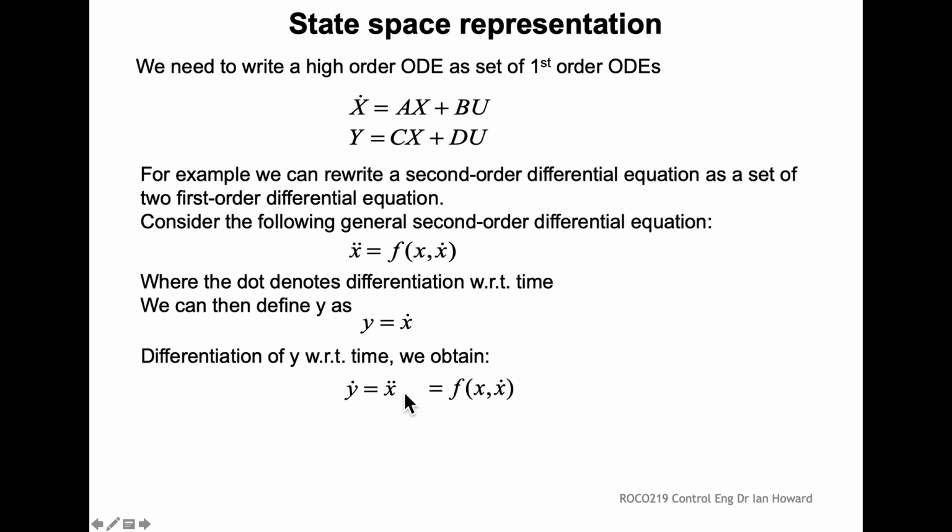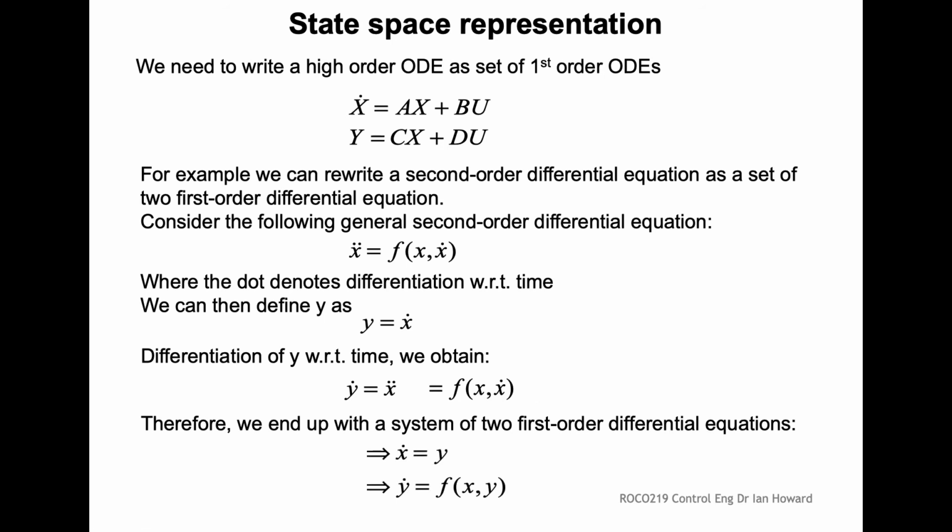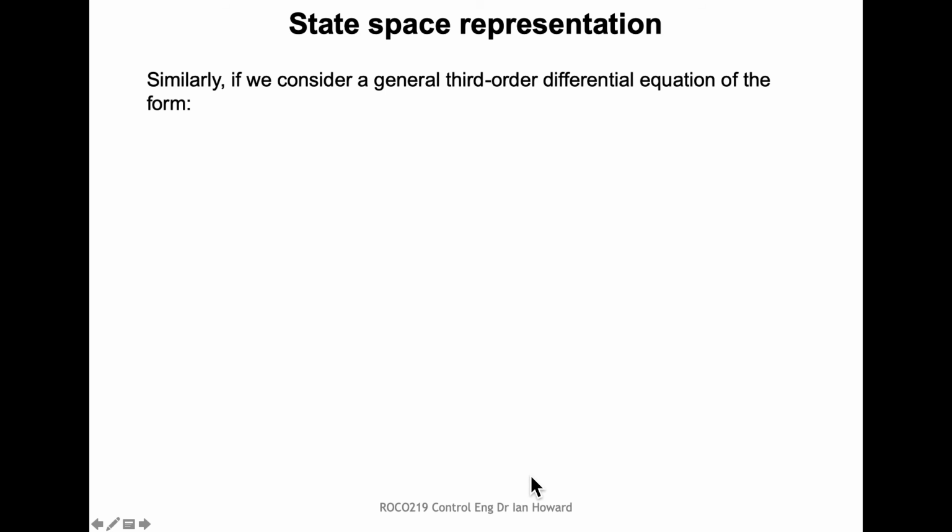But x double dot is this function f of x dot, so y dot is also a function of x and x dot. So we can end up writing two equations now. We've artificially generated this one, right? So we've x dot equals y, we can say that, and y dot equals the function of x and y. So we've started off with something which is second order, and we've ended up with two first order expressions. And that's the general idea.